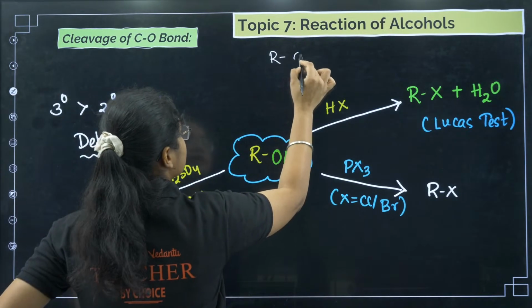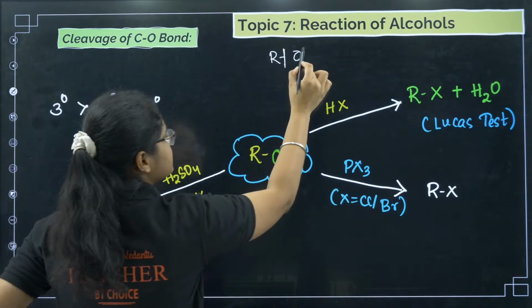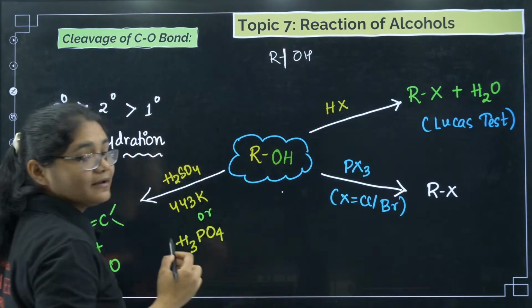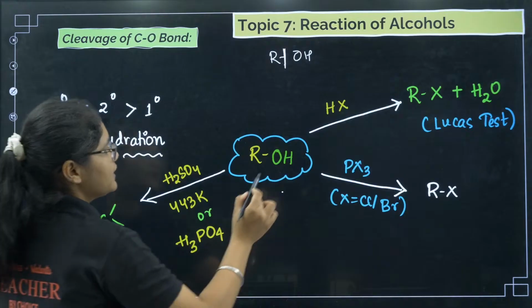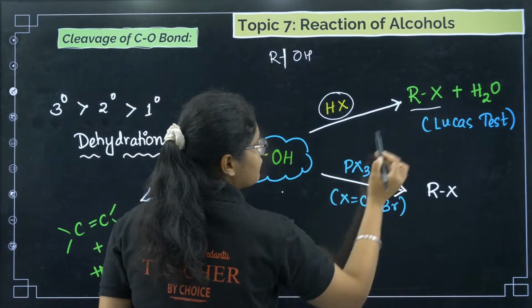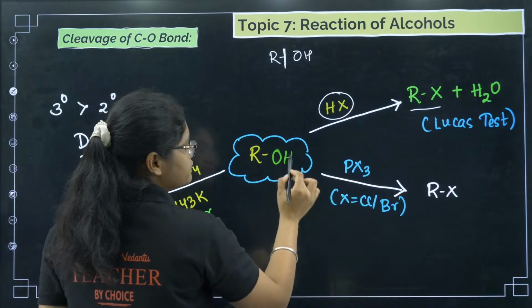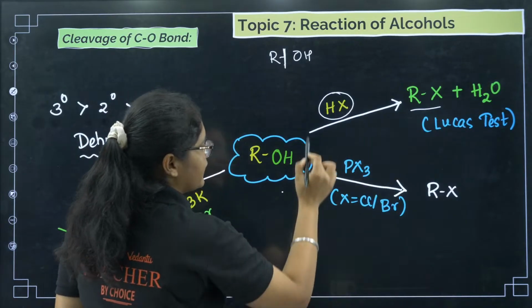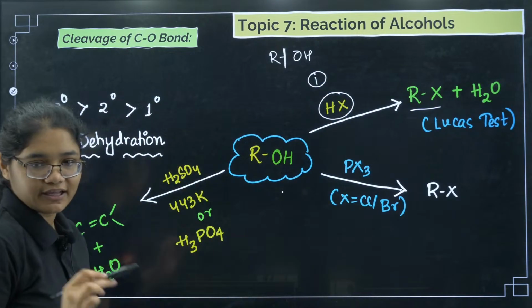Now, next coming to the reactions where there is cleavage of CO bond, means this bond is breaking. ROH is there, right? This bond is breaking. That reactions we will see. So the first one is HX. In that what will happen? RX will form. You can see OH will be replaced with X, so that is RX. First one, reaction with HX.